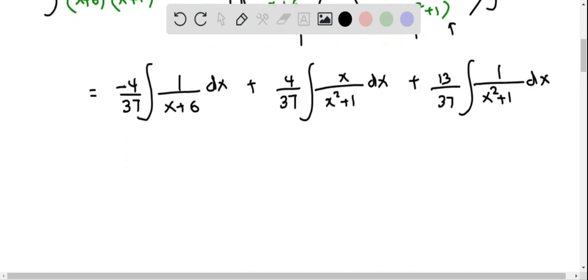So basically we have three integrals which we have to integrate to find the final result of the given integration. So let's do that. The first integral, according to the standard integration formula, is 1 over x plus 6, and this equals the natural logarithm of the absolute value of x plus 6. And for the second integral, we can use the substitution method. So I'm going to do that separately here.